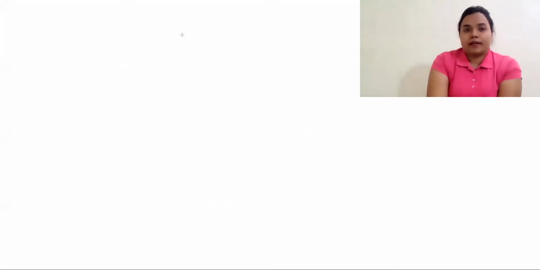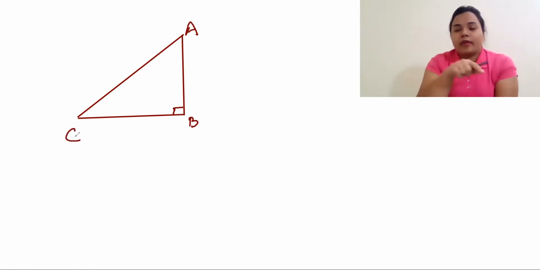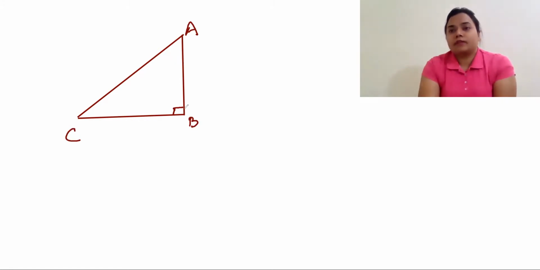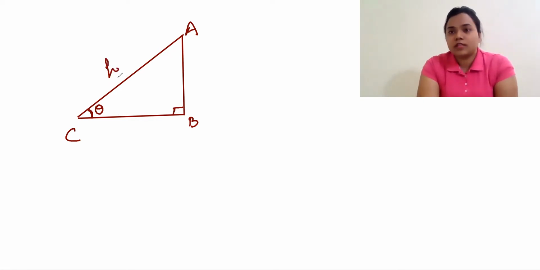Suppose this is a right angle triangle. This is our 90 degree. Let us name it as A, B and C. This is a right angle triangle ABC, right angled at B. And let us say this is our theta. Fine. So theta can be any angle, but theta should be an acute angle, less than 90. So if this is theta, it is confirmed this is the hypotenuse because it is the opposite side of the 90 degree.